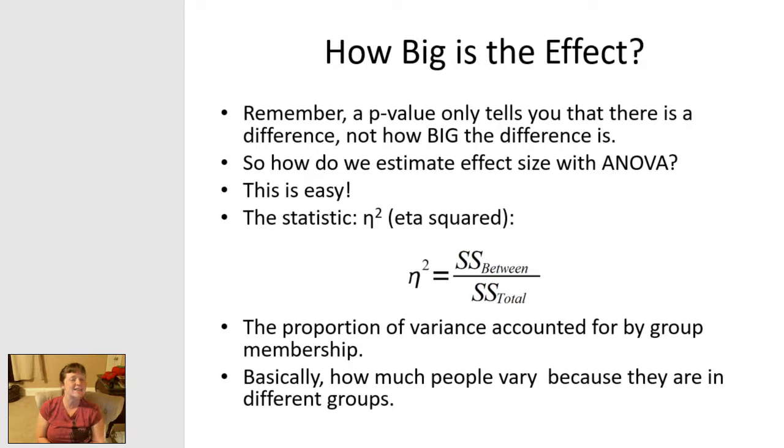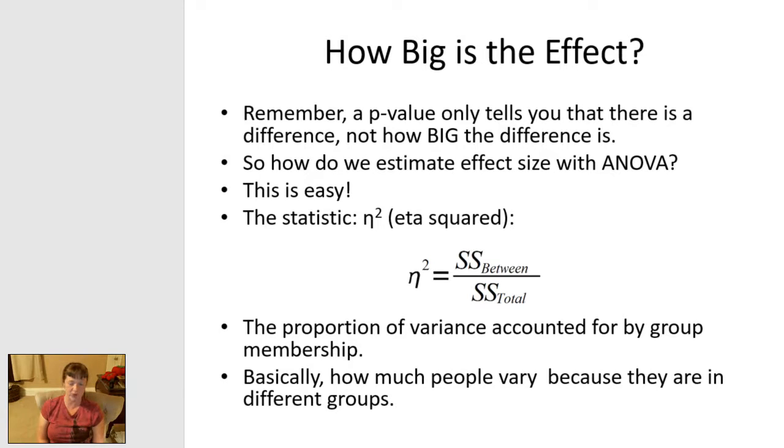It's called variance accounted for. How much variance is accounted for by group membership? How much of the variability in depression is due to the fact that people were shoved into three different groups with three different experiences in terms of the drugs that they took for their depression? It's basically saying, how much do people vary because they were in different groups? How much do people vary on that quantitative variable? And it's super easy to calculate.